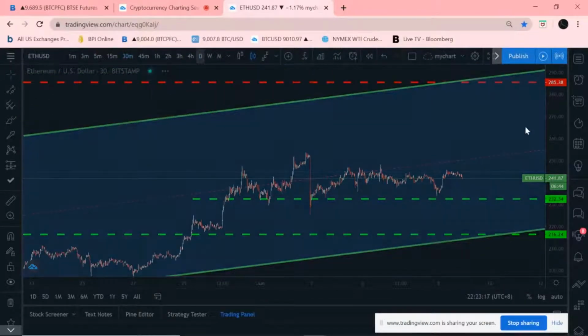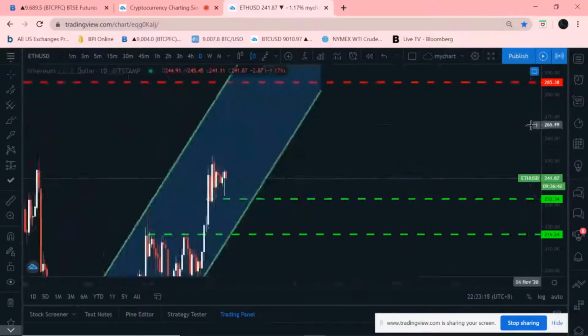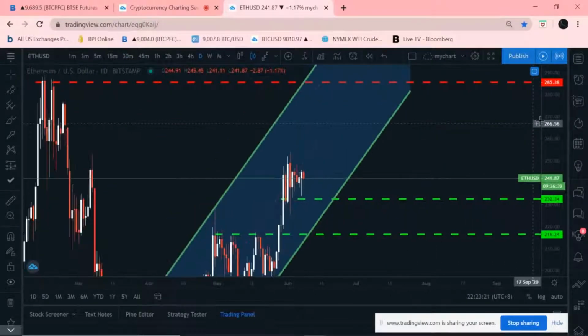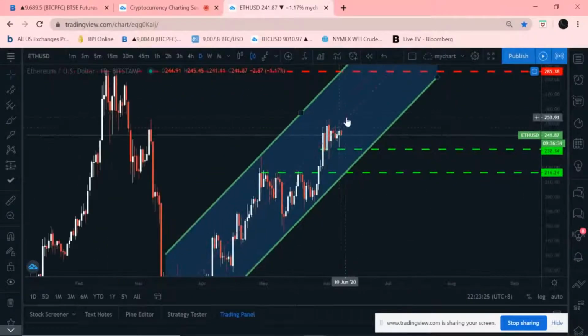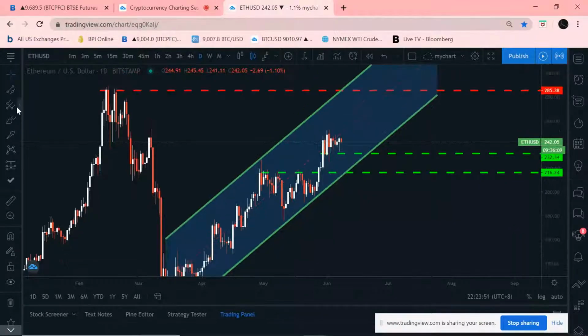So on a daily, it's still within the lower range. It needs to really retest this or break out of this area. But just a few dollars more and it will reach the 245 area. So I think it will really break out in this area. So I'm waiting at 200.